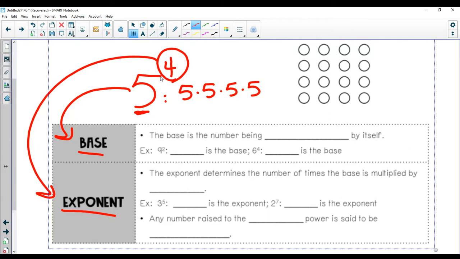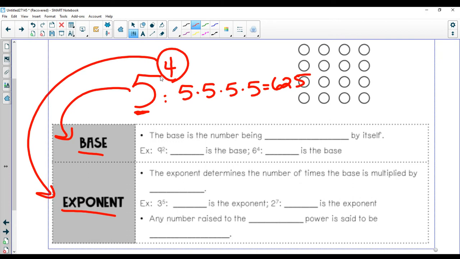Put it in 4 times. What did you get? 625. You're going to want a calculator for these because these numbers are going to get really big. So you're going to want to have a calculator handy. There's a big difference between 5 times 4 equals 20 and 5 times 5 times 5 times 5 equals 625, isn't there? You'd rather have $625 versus $20, right? I know I would. So you're going to have to be careful with that.